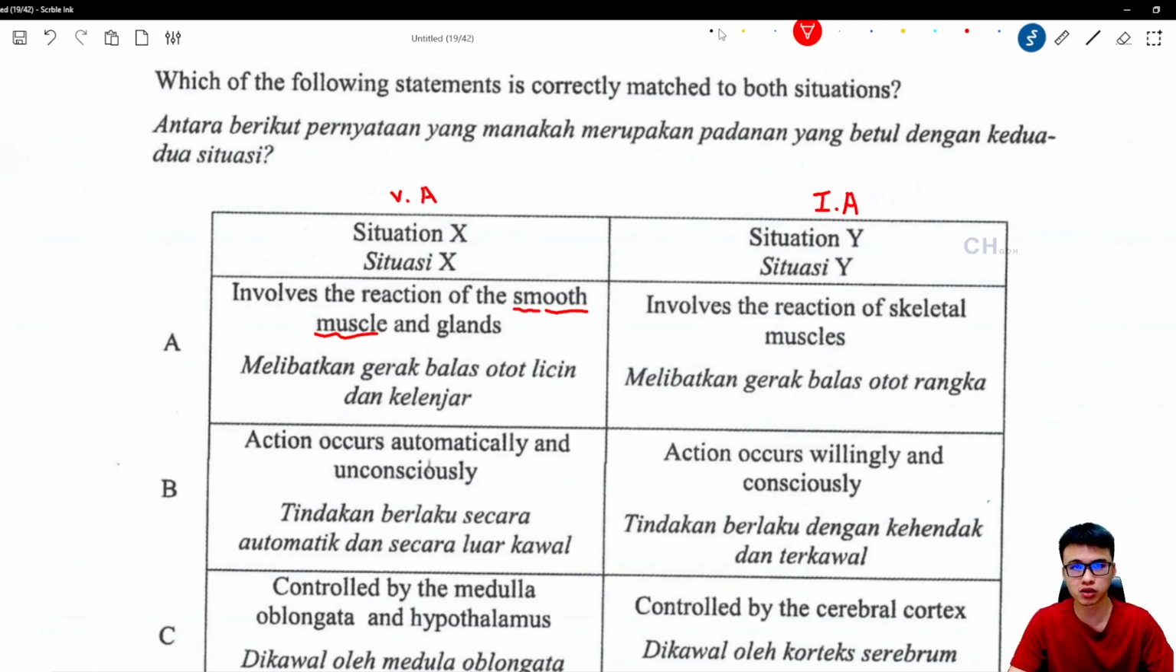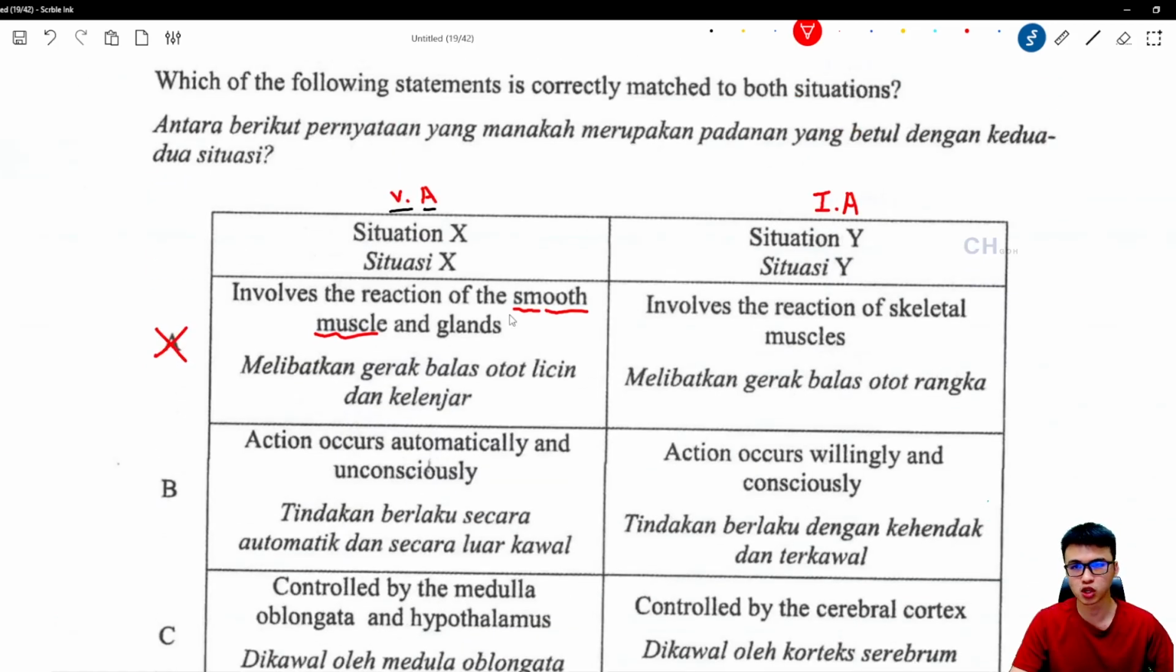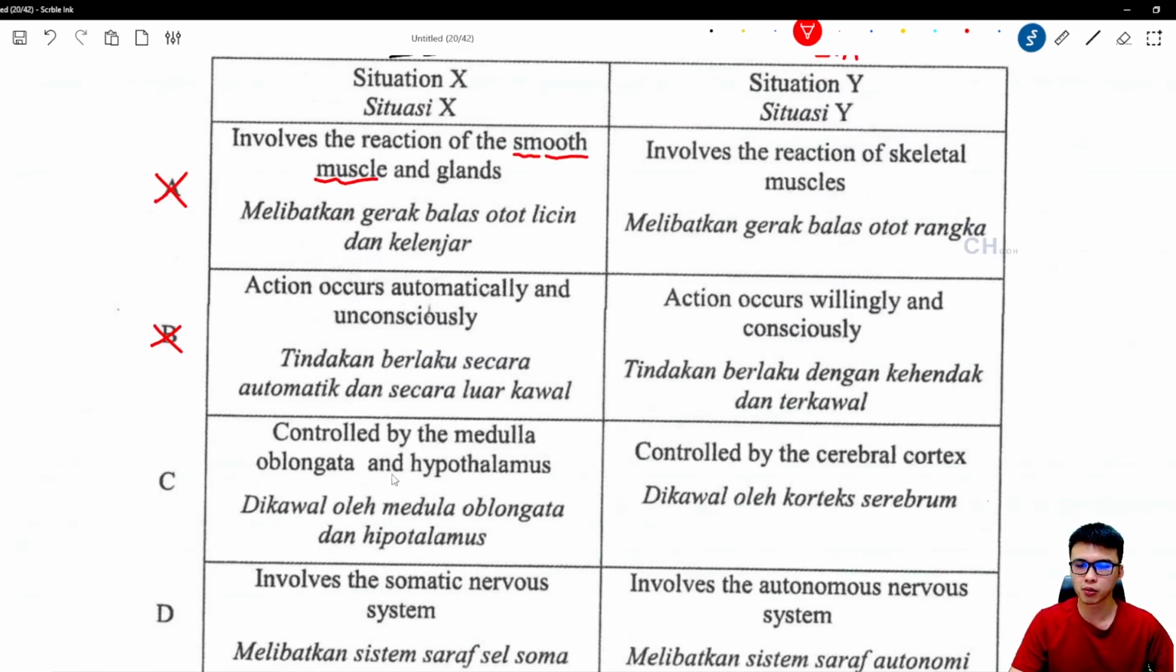So when we talk about voluntary actions, A is definitely out. Continue. Action that occurs automatically and unconsciously? No, voluntary action is conscious. Medulla oblongata and hypothalamus always work in involuntary actions. So this one is also wrong.